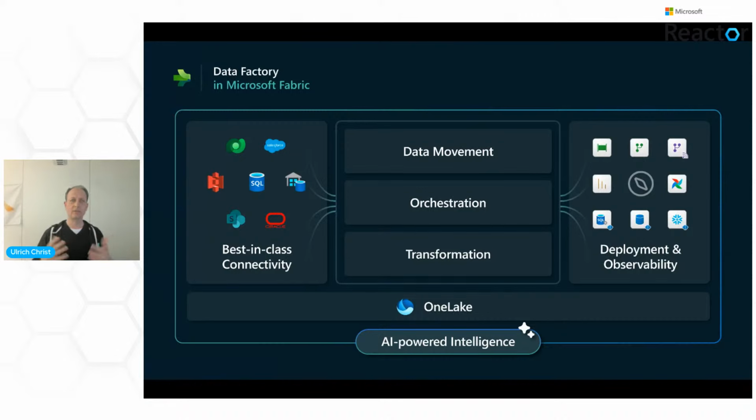For example, some of you might have seen that we have co-pilots for pipelines, where you can describe the kind of pipeline you want, and you get a proposal pipeline which you can start working on. So that is the scope of Microsoft Fabric's Data Factory.